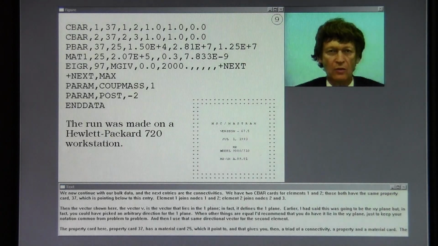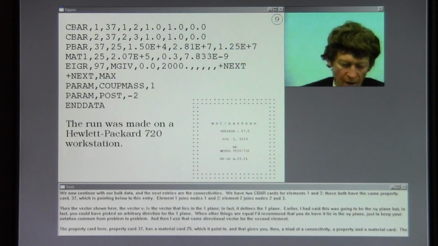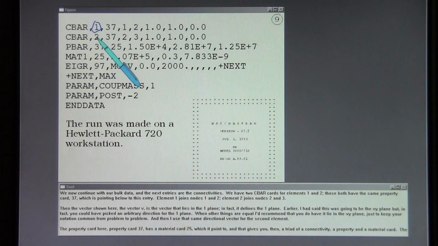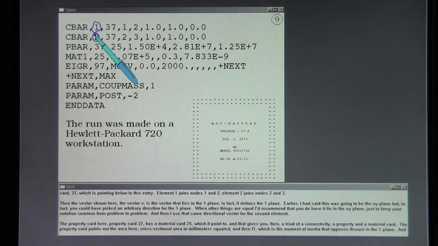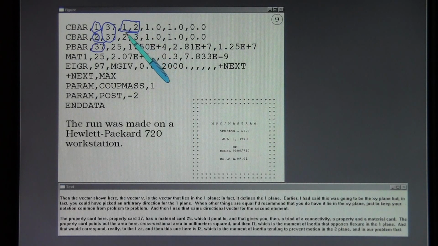We now continue with our bulk data, and the next entries are the connectivities. We have 2 C-bar cards for elements 1 and 2. Those both have the same property card, 37, which is pointing below to this entry. Element 1 joins nodes 1 and 2. Element 2 joins nodes 2 and 3.